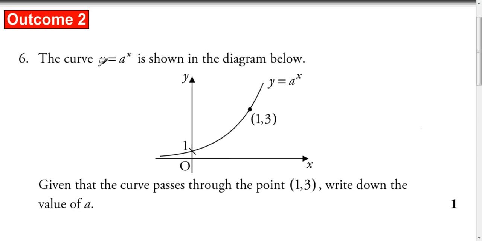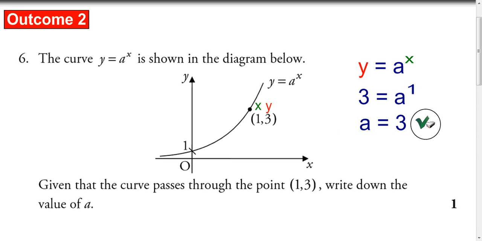Okay, question 6. The curve y equals a to the power x is shown in the diagram below. Given that the curve passes through the point (1, 3), write down the value of a. We've been given a hint here, the point (1, 3). We think of that as x and y, because that's an x coordinate and a y coordinate, and we substitute these values in here. So we'll put 3 in as y and 1 in as x. What to the power 1 is 3? Well, a must be 3. 3 to the power 1 is 3.